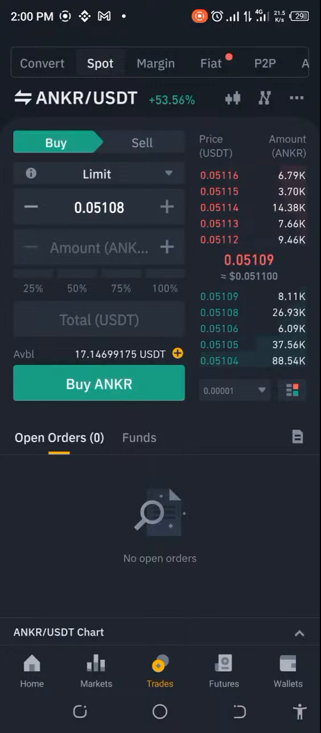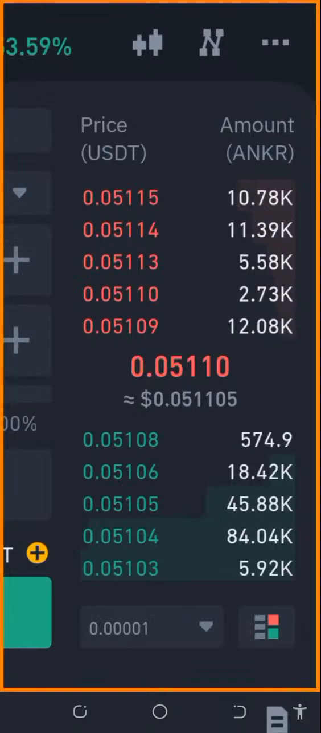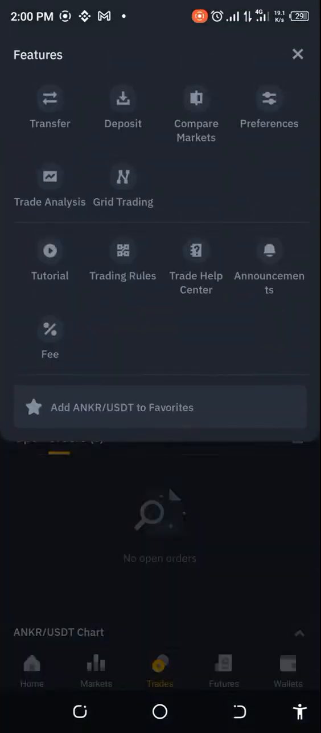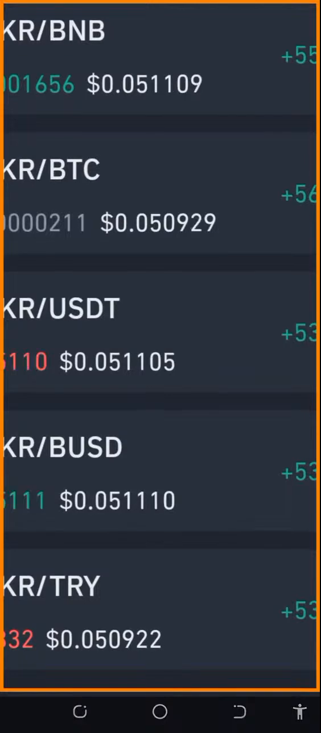What is the price right now? Okay, the price is 0.5110. Let's go check the compare markets, because it's really flipping and flopping. As you can see here, BTC is 0.509. USDT is definitely going to get back to 0.509, and I'm going to put it back at 0.509. That is what I am going to put it back as, and that's what I'm going to sell it as.